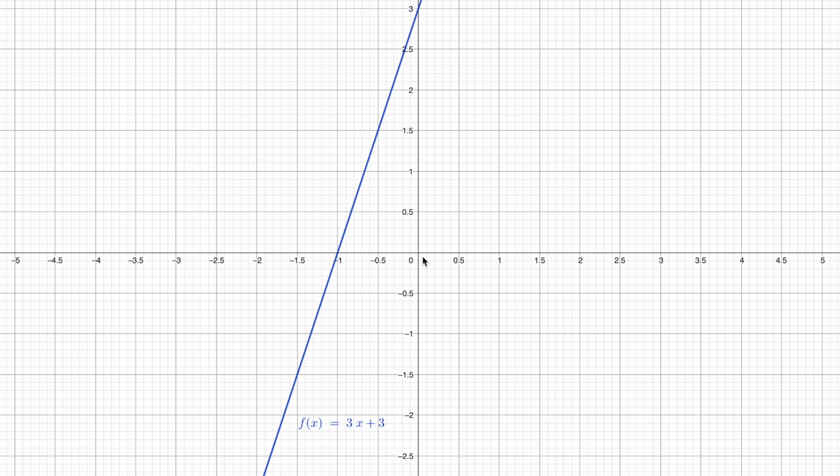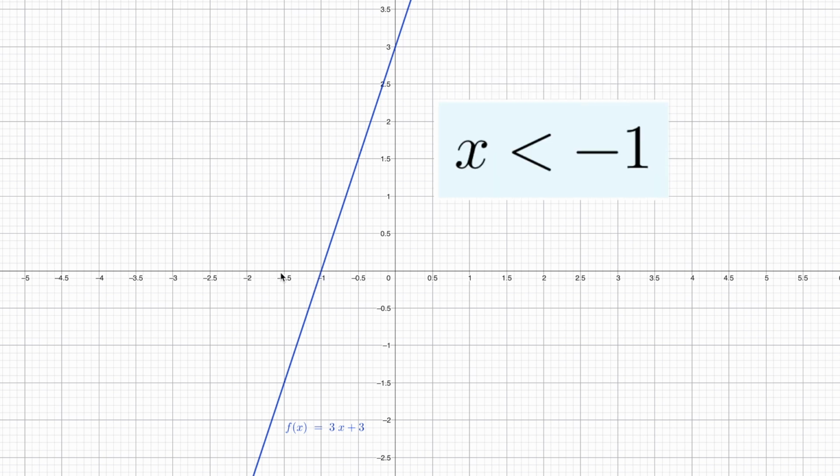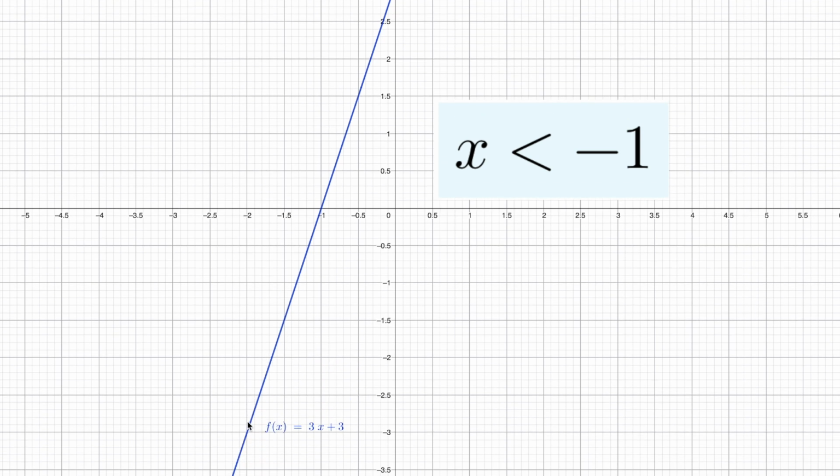And because we need to find when the values of the function are negative, we can say that when x is less than -1, as we can clearly see here on the graph, when the variable's value is smaller than -1, the values of the function are all negative.